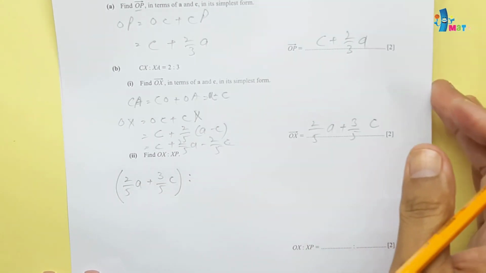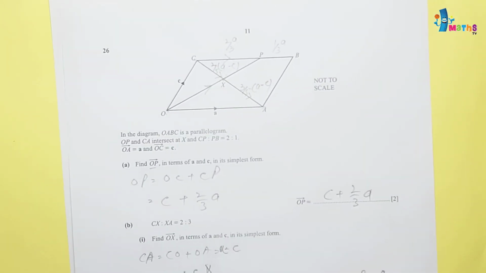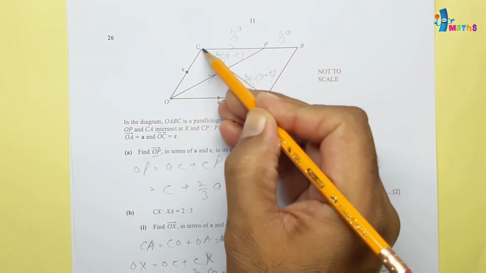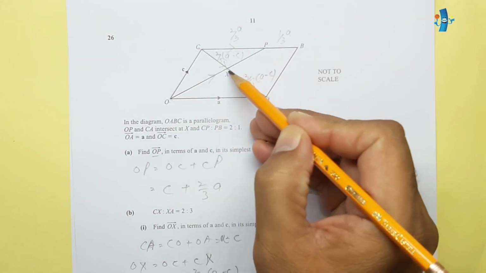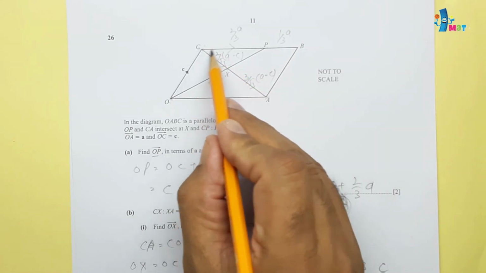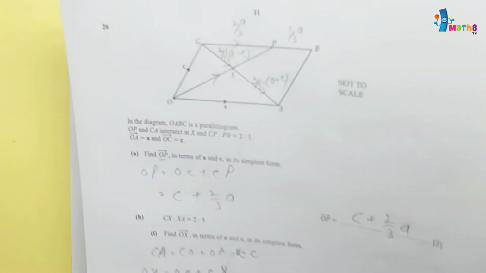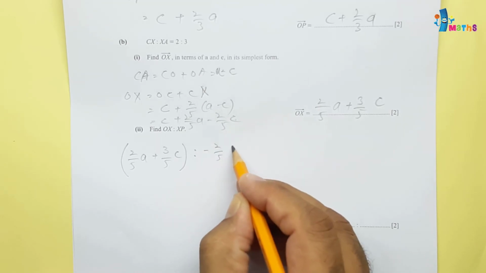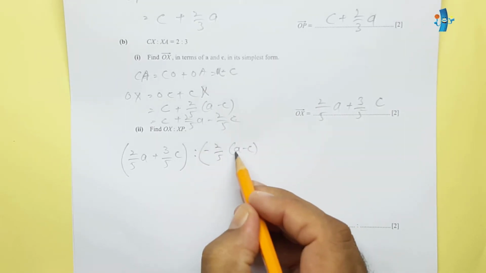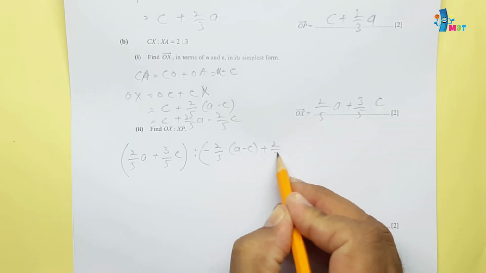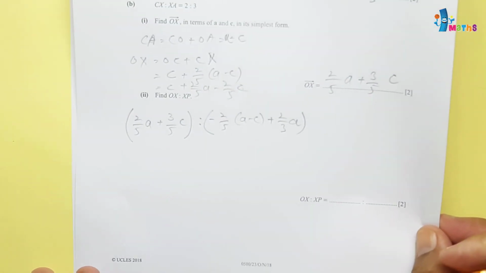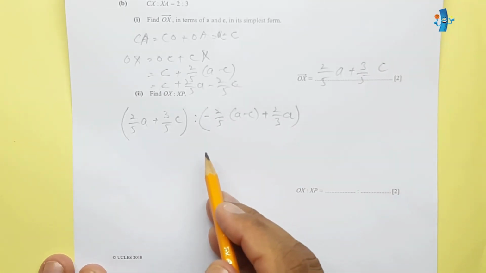Ratio XP. Now XP, we can take from here. We can take this route and this route. So this will be minus 2 by 5 A minus C plus this. So I will write here minus 2 by 5 of A minus C, this part, plus 2 by 3 of A. So plus this 2 by 3. So this plus this, which I have written over here. Hopefully you are following each and everything.